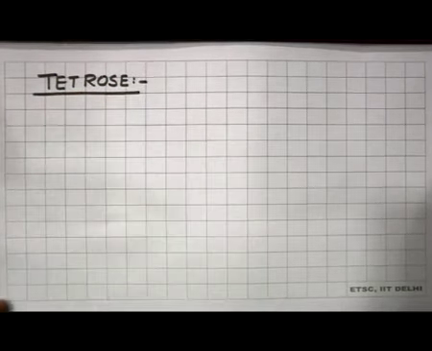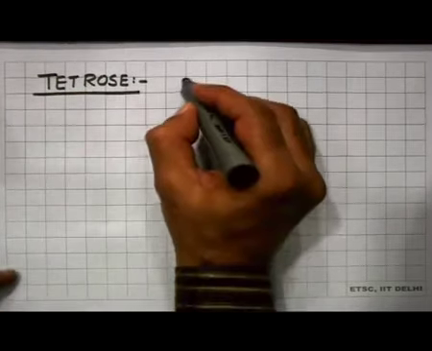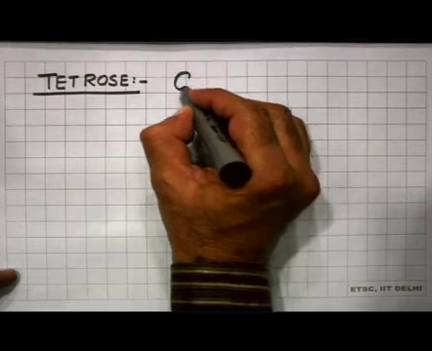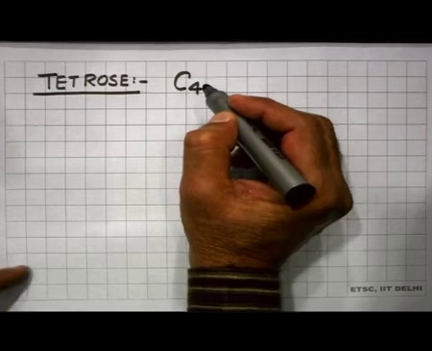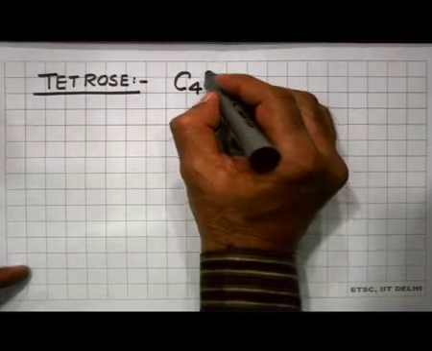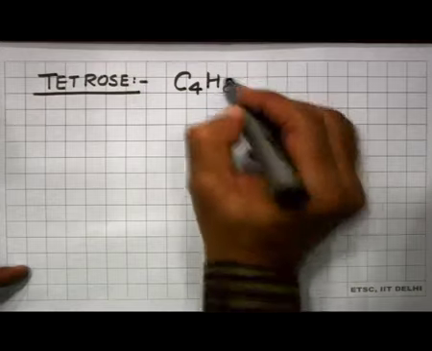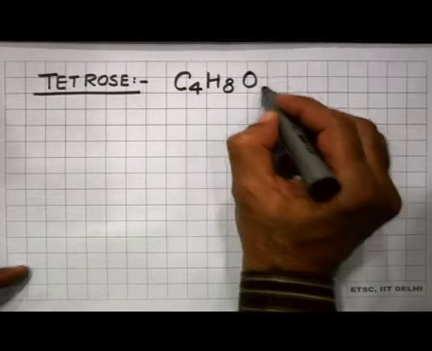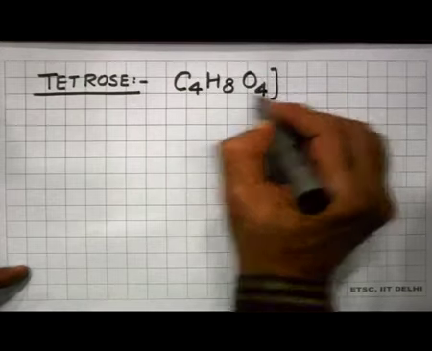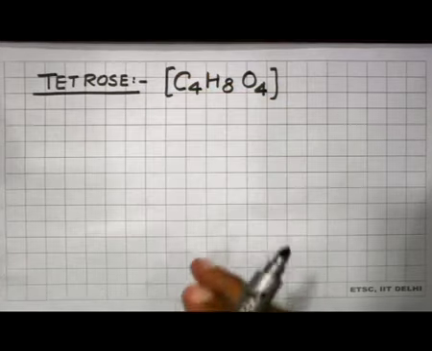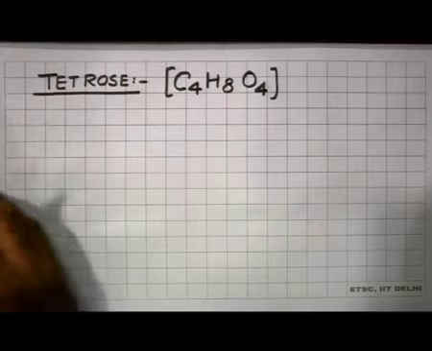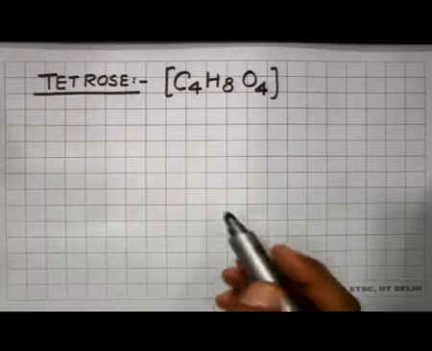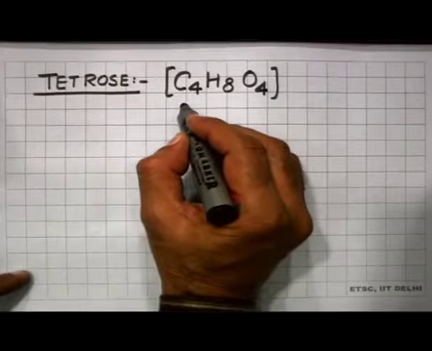As the term indicates, tetra means 4, here the number of carbon is 4. Now, the formula will be C4H8O4, and O will be 4. So, the formula of tetrose is C4H8O4. Now, it is also found in 2 forms, same as triose.